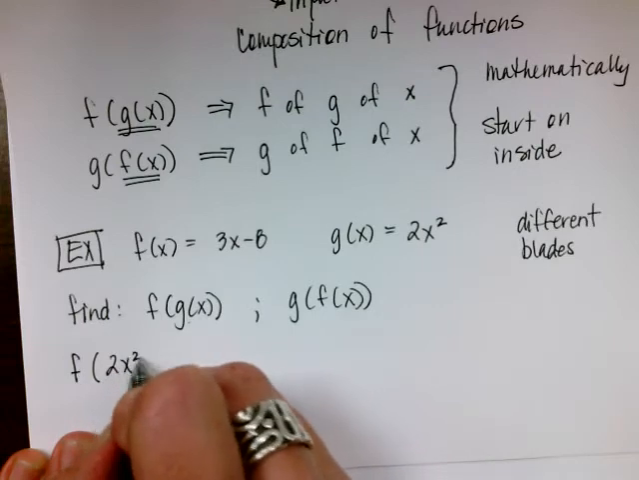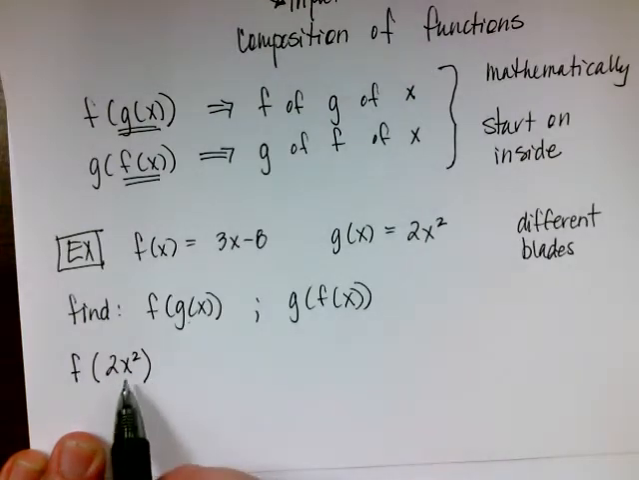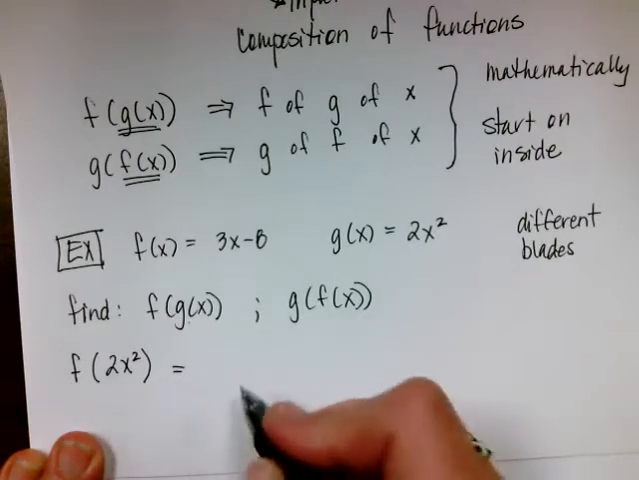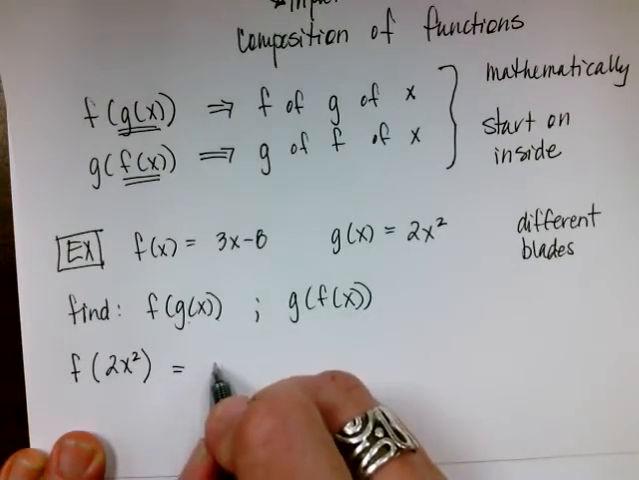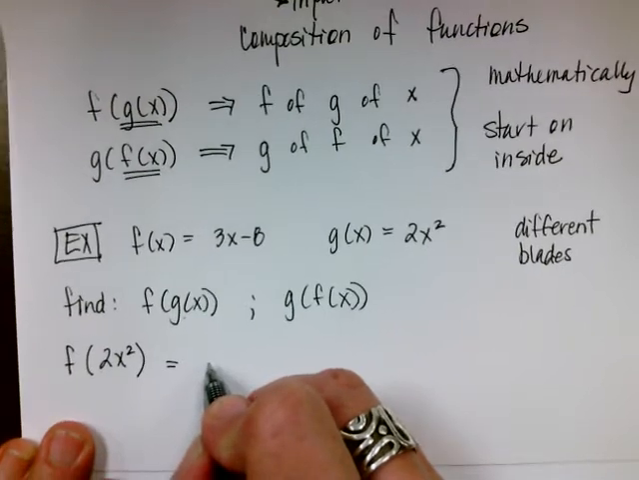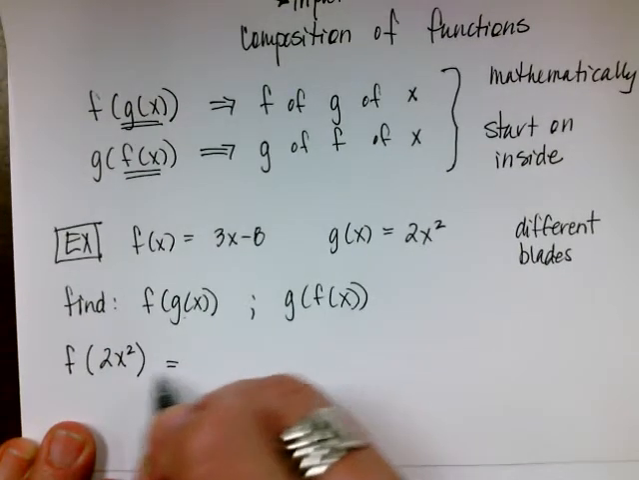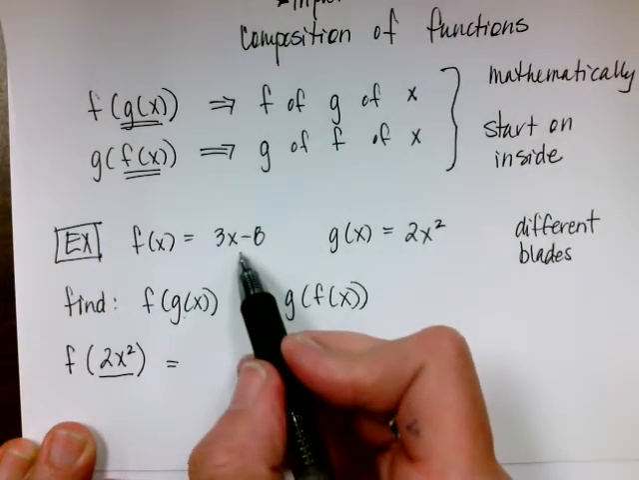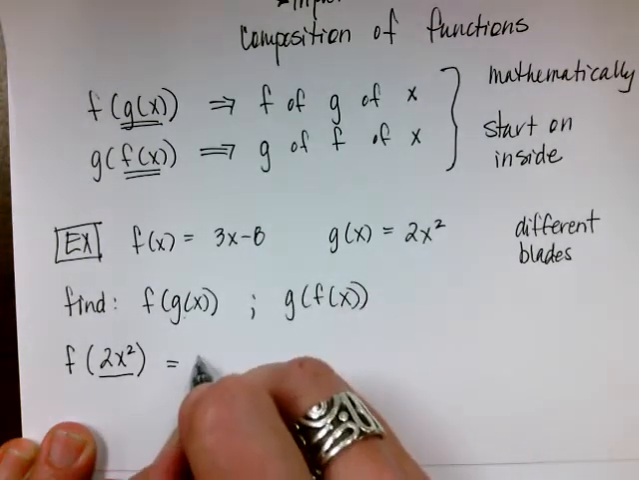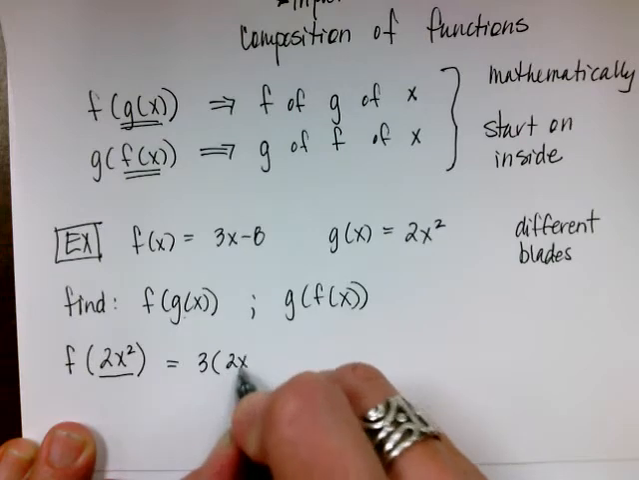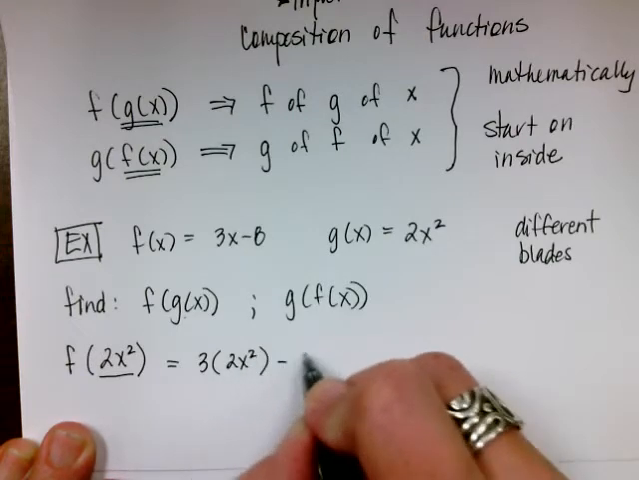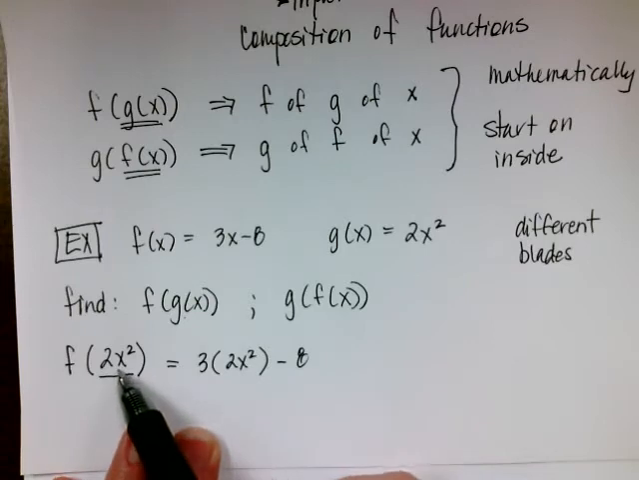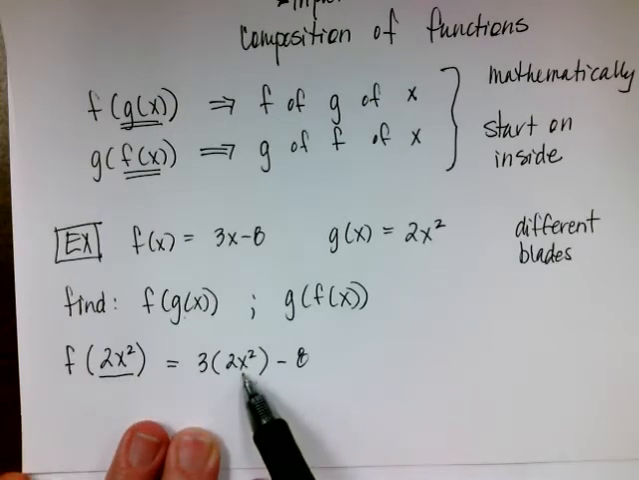And so there's my g of x. So now this becomes the input into this machine. So now I'm going to take my f of x machine, which was 3x minus 8, and I'm going to put this value in everywhere there's an x in this particular machine. So now I'm going to have 3 times 2x squared and then minus 8. So notice I've taken this input and I've put it into this machine.